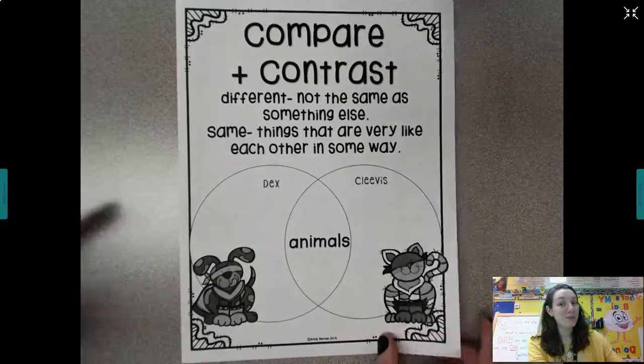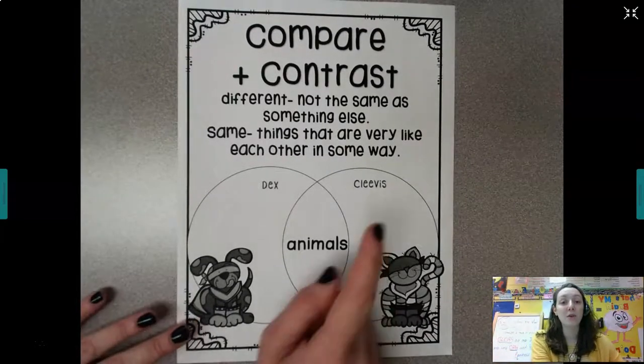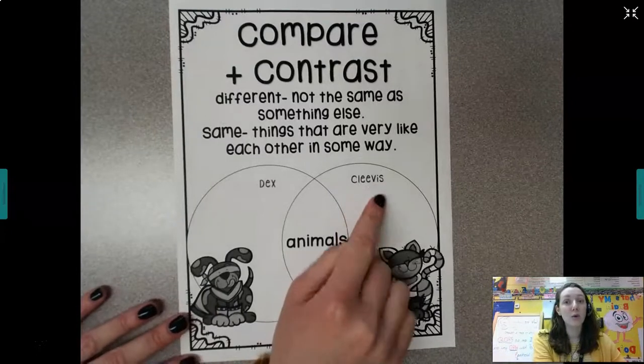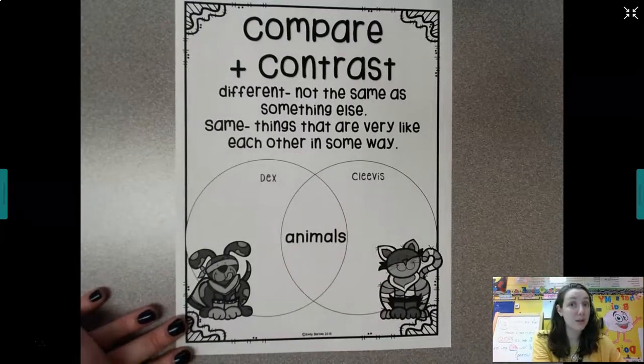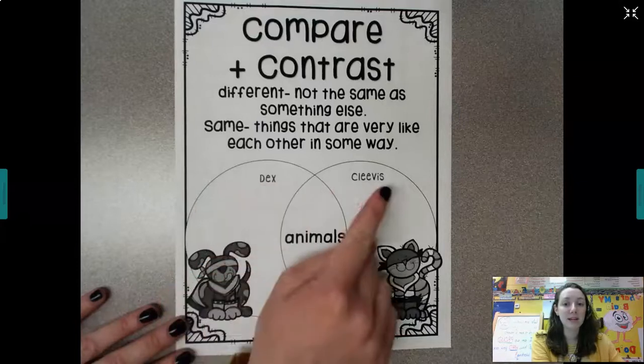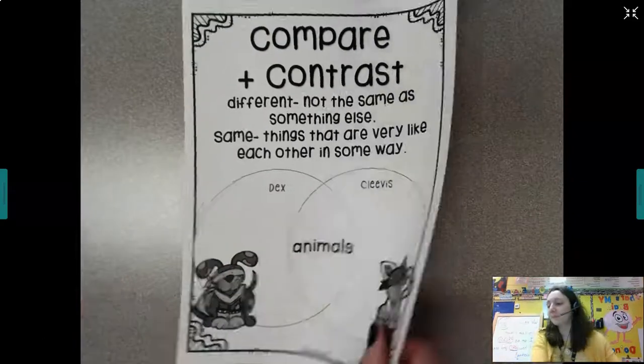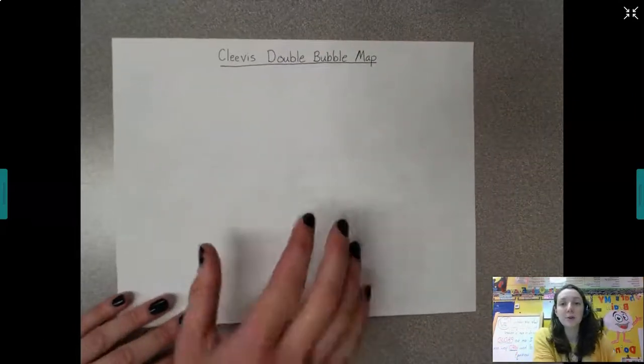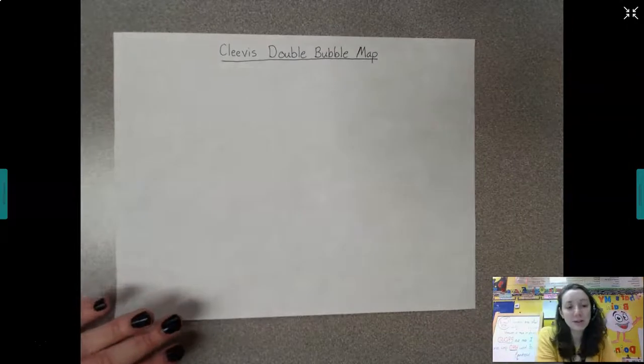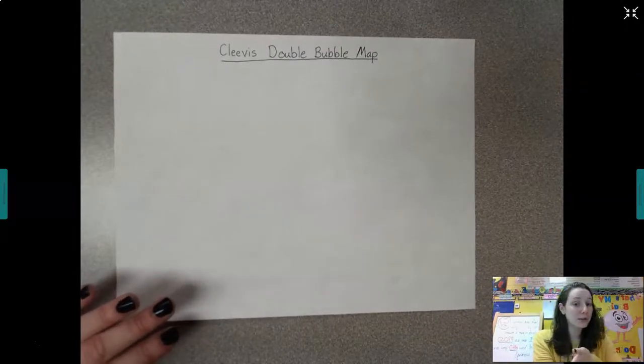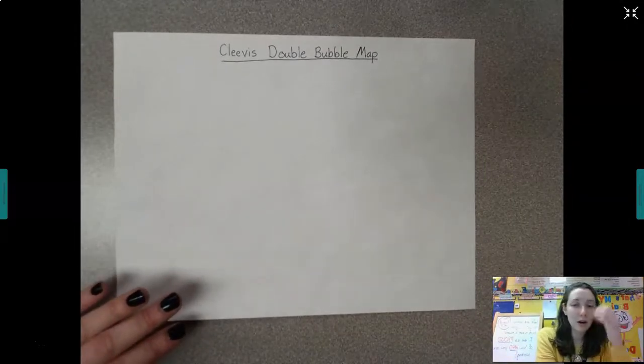So what I'm going to do is model a double bubble map today with Clevis, and then you are going to go and make your own double bubble map with Dex and Clevis. Okay? Showing those different things. So as I'm modeling it, I'm going to use some different colors to really show how the things go together. You do not need to use these different colors on yours. You are welcome to, but you do not have to use the different colors.